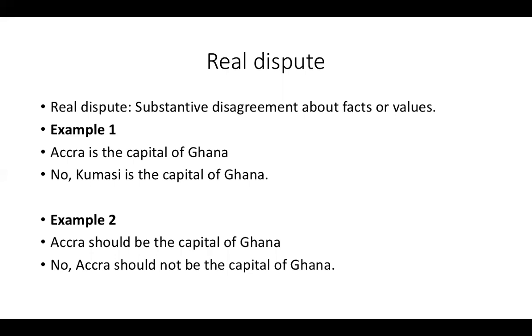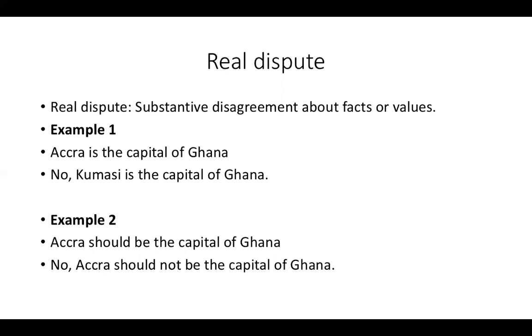Example two is a dispute about values. Example two, Accra should be the capital of Ghana. And then, no, Accra should not be the capital of Ghana. So this is a value dispute. So value disputes are resolved by asking people to list the reasons why they are making a certain preference. Why do you prefer Accra to be the capital of Ghana? What are your reasons? And then the person offers his reasons.